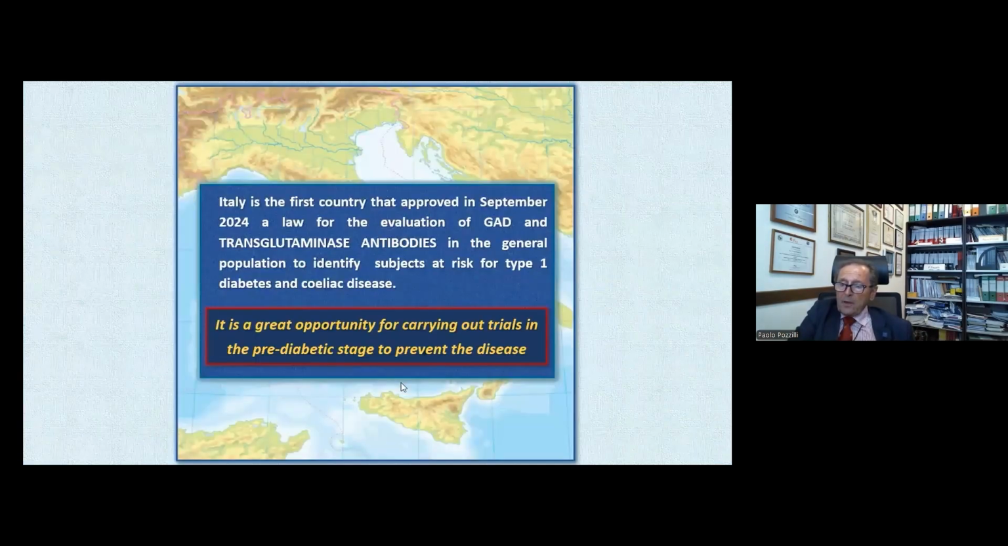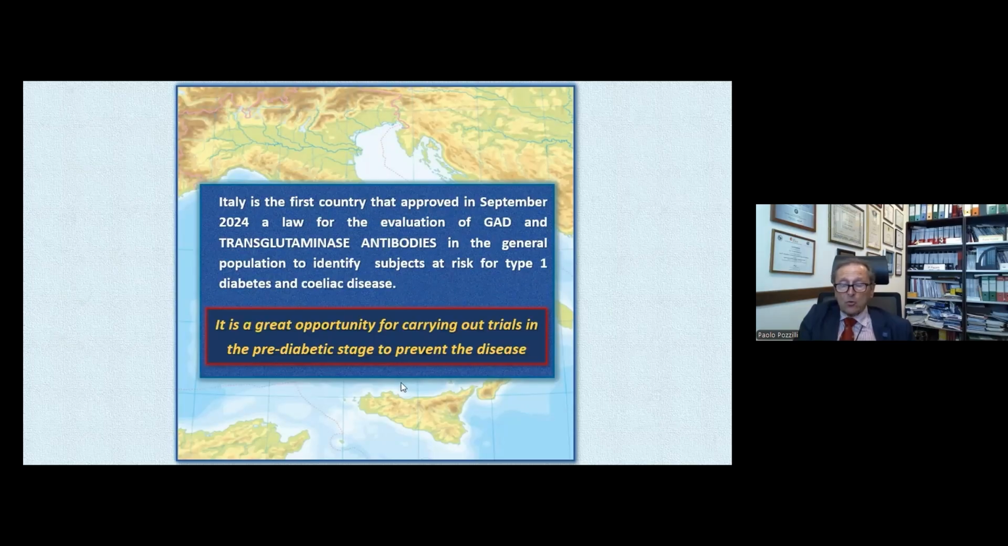So I conclude with these slides showing that Italy is the first country that approved, in September 2024, 1 year ago, a law for the evaluation of GAD and transglutaminase antibodies in the general population to identify subjects at risk for type 1 diabetes and celiac disease. This is the first country that approved this, and it is reimbursed by the National Health Service. And by doing that, we can identify those subjects that are at risk for developing the disease.